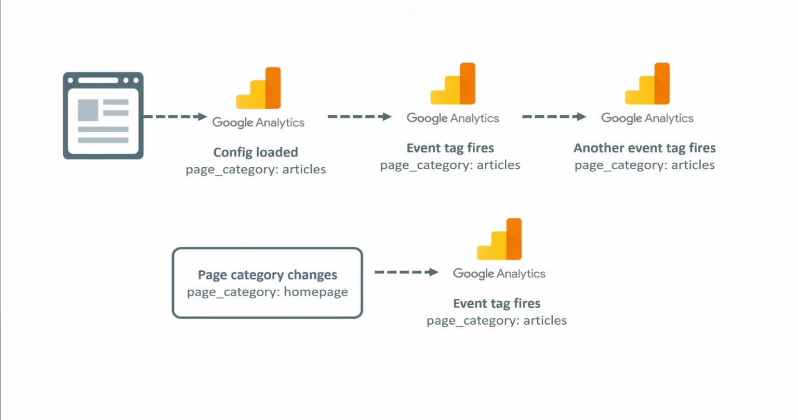So we had to do a workaround, meaning that we had to configure the page category parameter in every event tag as well. And if you have hundreds of GA4 event tags, that becomes quite a manual work. However, this problem can be solved with the new settings variables, especially the event settings variable.